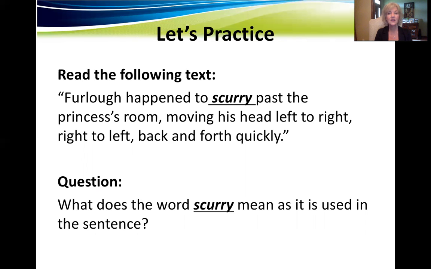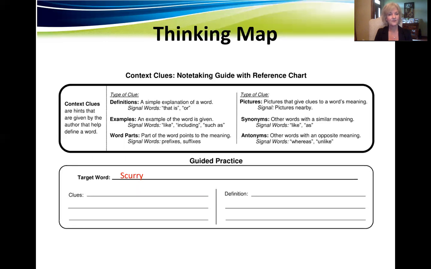Well, if we continue to read after scurry, we notice that he moved his head left to right, right to left, very quickly. So on our graphic organizer, our target word is scurry. The clues: he was moving his head quickly. So we can determine that scurry means he was either running or moving very fast.